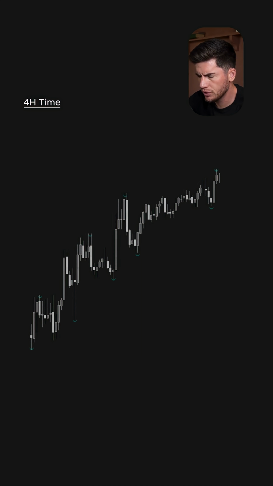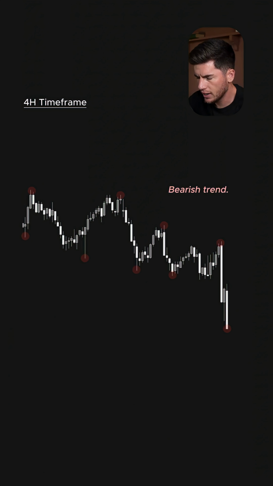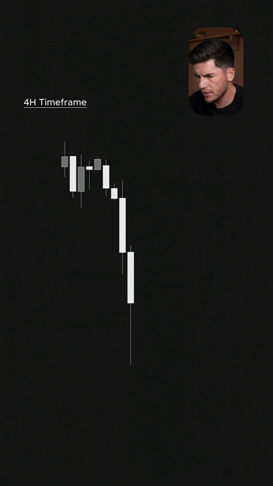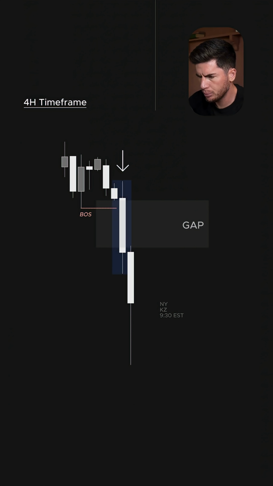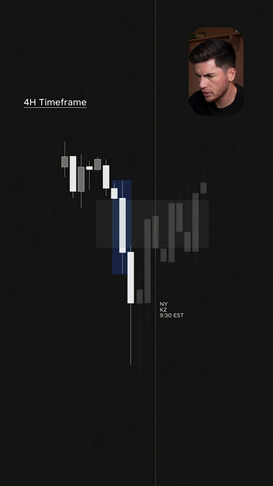First, start off with a 4-hour time frame where you want to identify a trending market. I don't care if it's bearish or bullish. Next up, I want you to identify the nearest 4-hour gap. If price broke structure on the 4-hour, leaving behind a gap on the previous trading day, you want to look at trading back into that 4-hour gap.